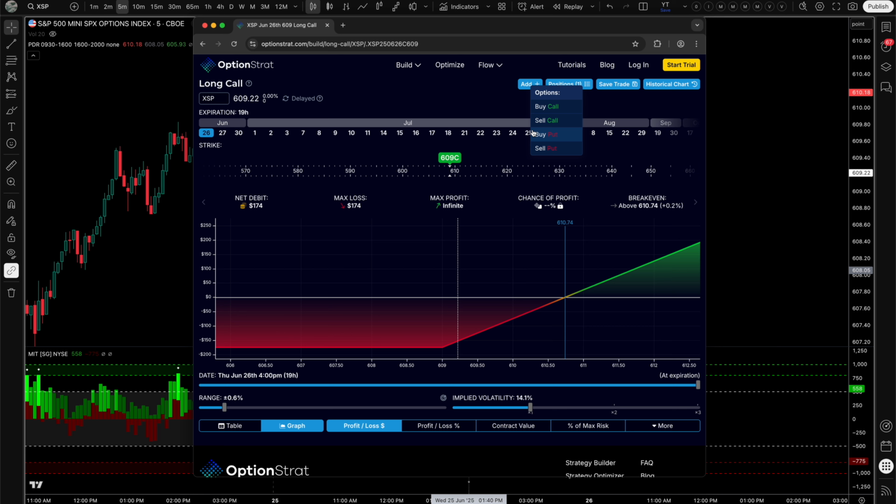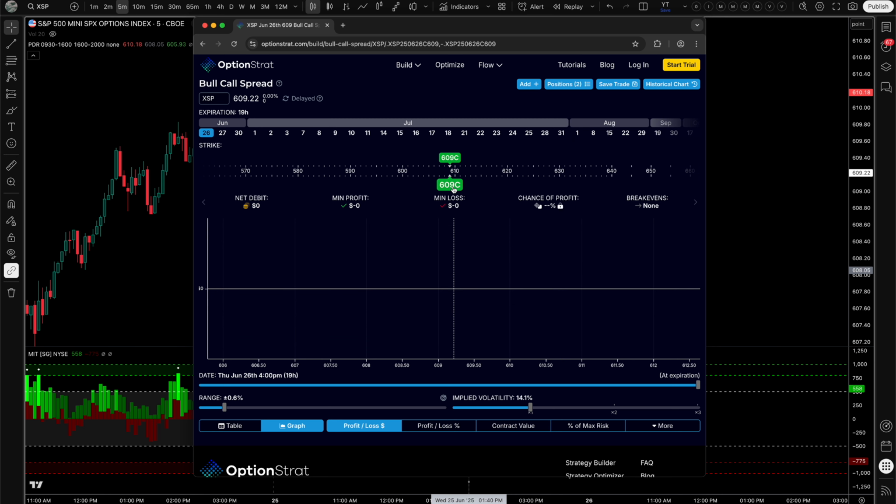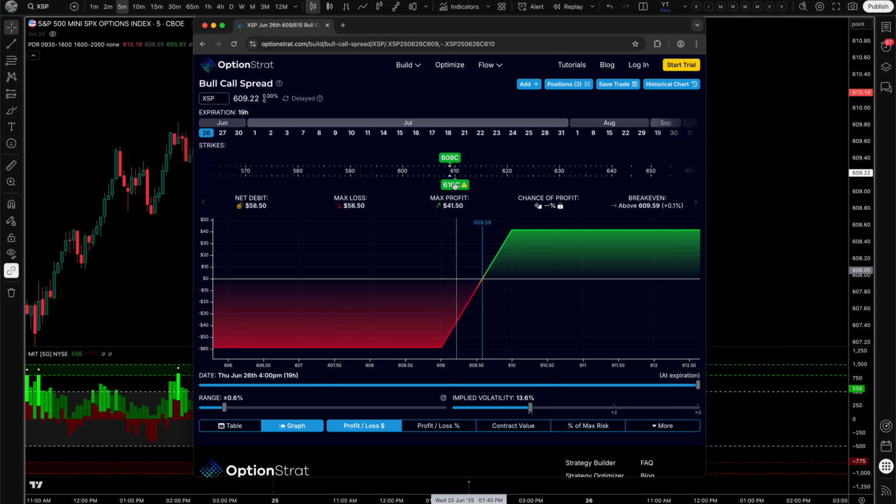I believe it's level 2, could be level 3. It's been a while since I've applied. Either way, it's not very difficult to get approved for vertical spreads. So we're going to sell a call higher up than our 609. Okay, we're bullish. We want calls. We're bullish, and we're just capping our max loss.